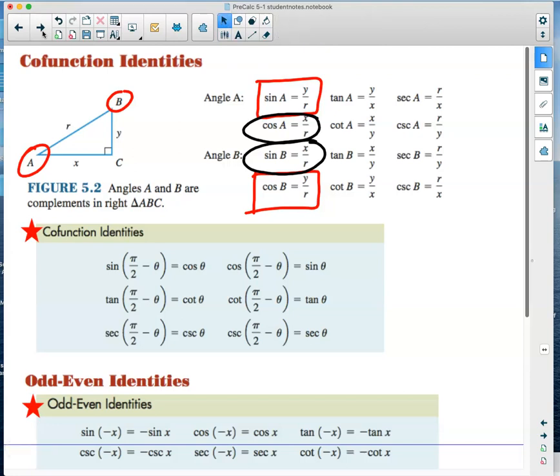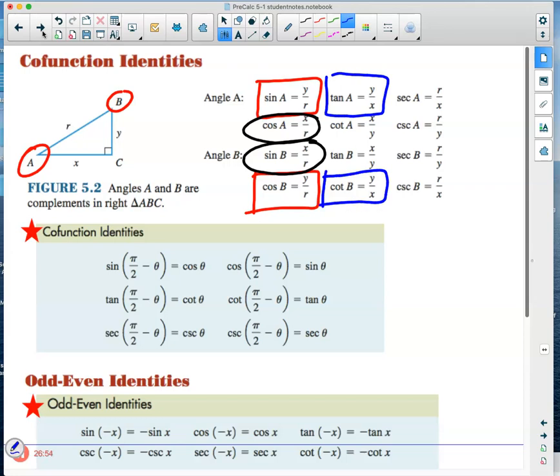Tangent, come on, Blue, there we go. Tangent of A is the same thing as the cotangent of B.